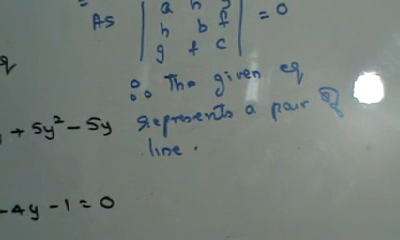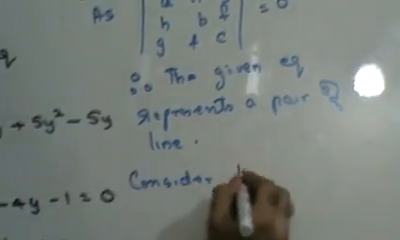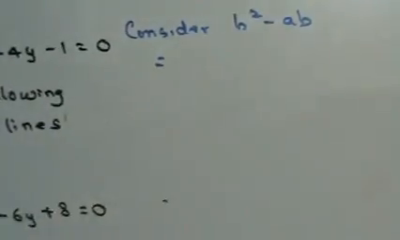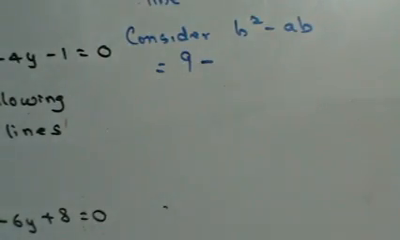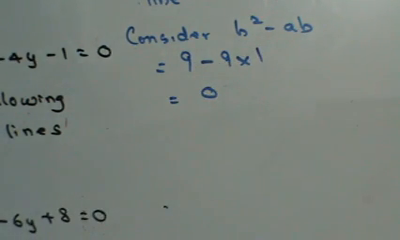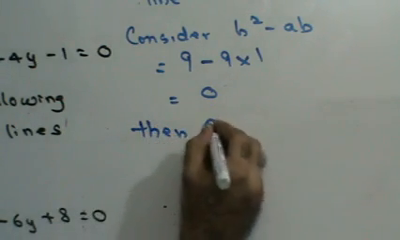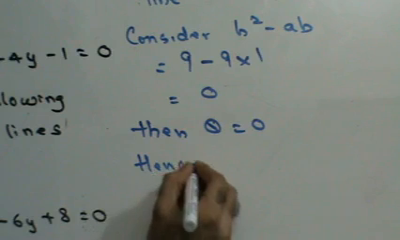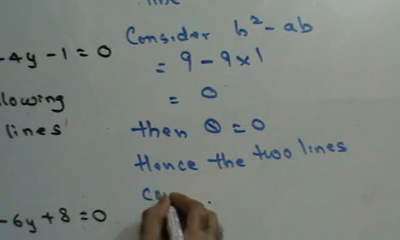Now, they have asked you to find out the angle between the pair of lines. Consider h square minus AB. H we found out as minus 3. Minus 3 whole square is 9. Minus A is 9, and B is 1. 9 minus 9, 0. Now, if you all remember, I had given you the condition that if h square minus AB is 0, then theta is equal to 0. Hence, the two lines coincide.